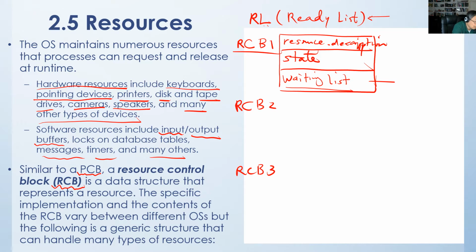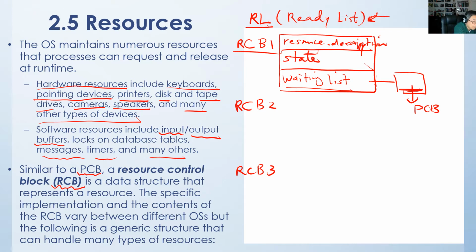In that case, the operating system is going to remove this process from the RL, the ready list, and then place the process into the waiting list of the RCB1, because now the process requests RCB1 and RCB1 is not available, so the process now is not ready anymore. So it's going to be removed from the RL and put on the waiting list of the RCB1.